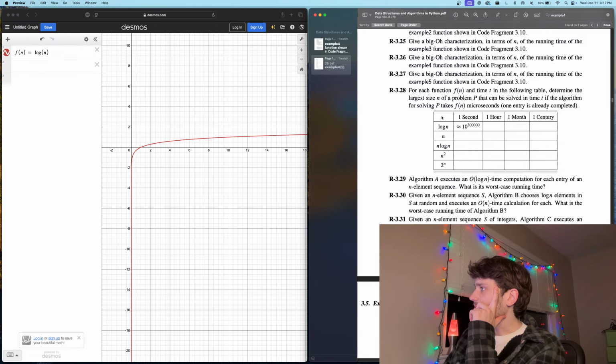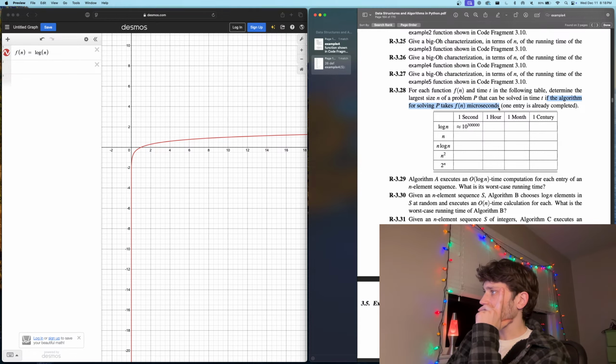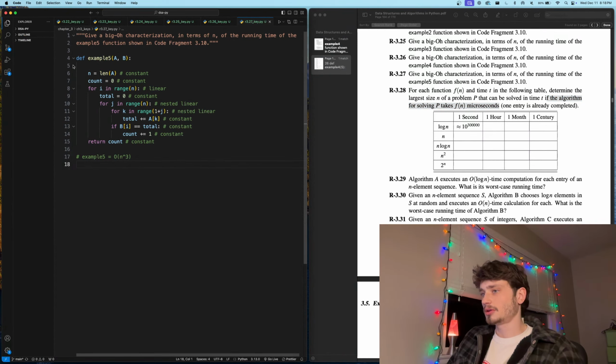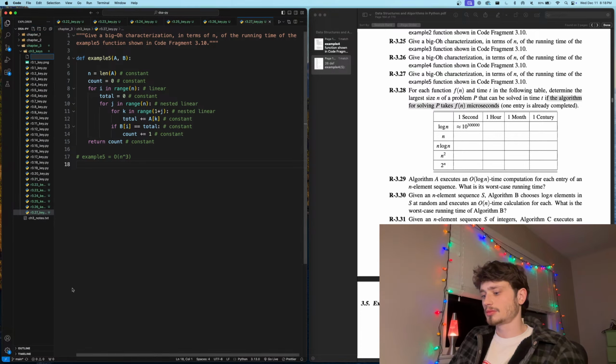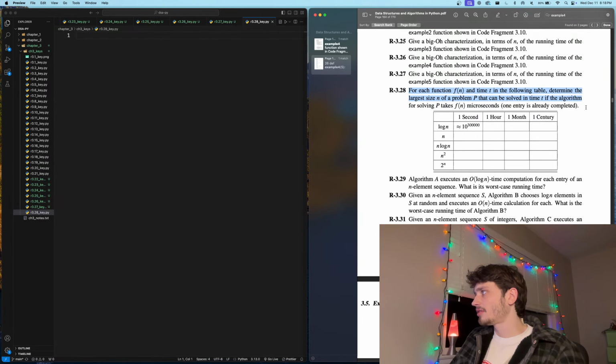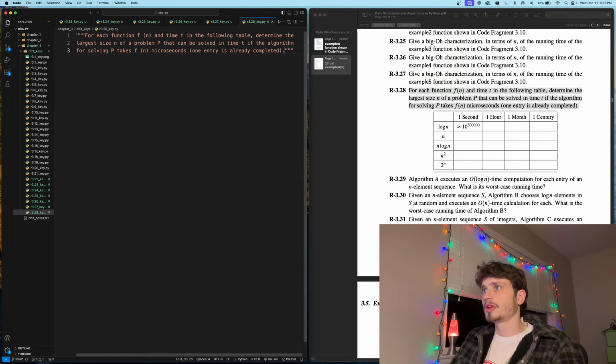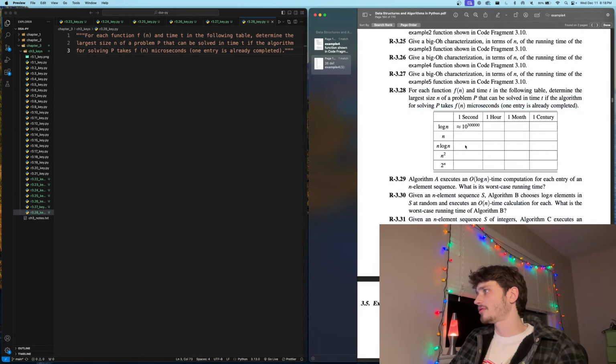So how could we then solve this mathematically? The thing I'm not getting is this part here: can be solved in time t if the algorithm for solving p takes f of n microseconds. Okay, we're going to take this one over here and paste it here. What happens if I try it? No, so it's not going to work.